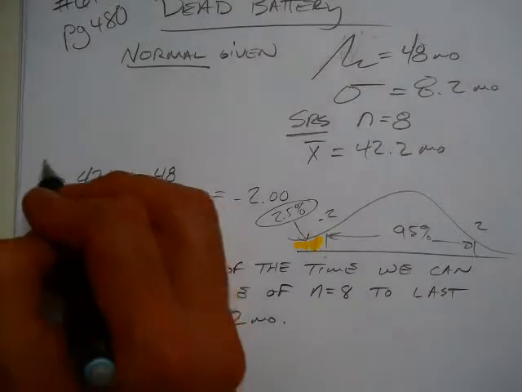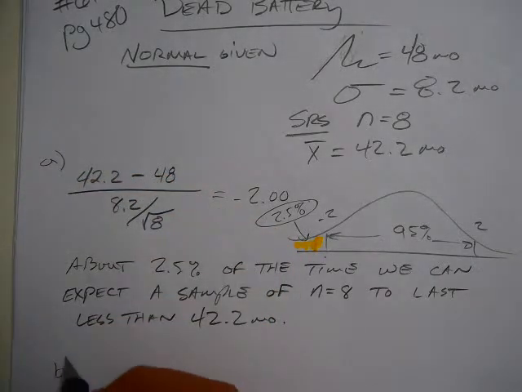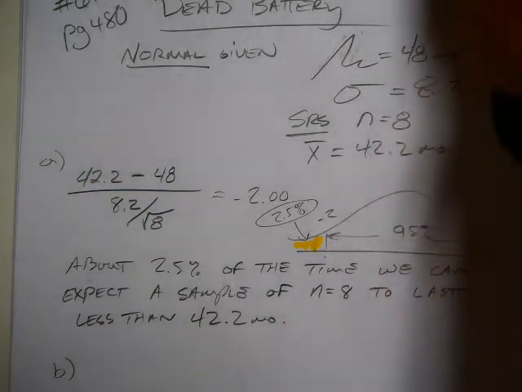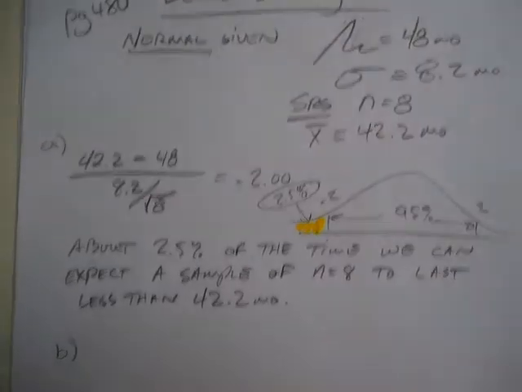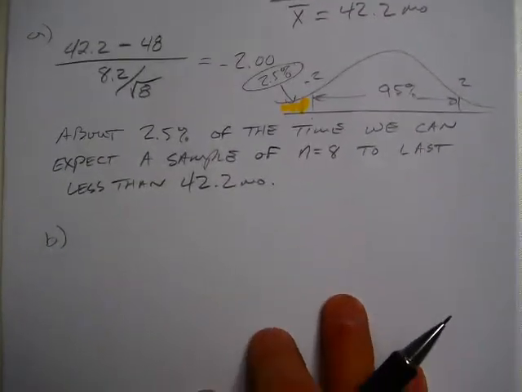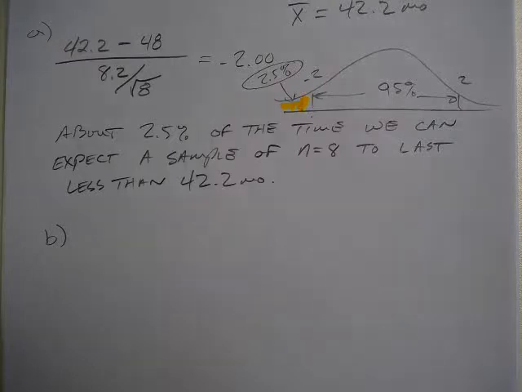So B asks us, does that give us convincing evidence that the company's claim is too long? Is there convincing evidence? Yeah. What do you think? I feel like there's neither because we only have a sample of 8. It's like what's the overall population of owners of the battery? So you think the sample size is too small to make that call? Okay. Any other thoughts?